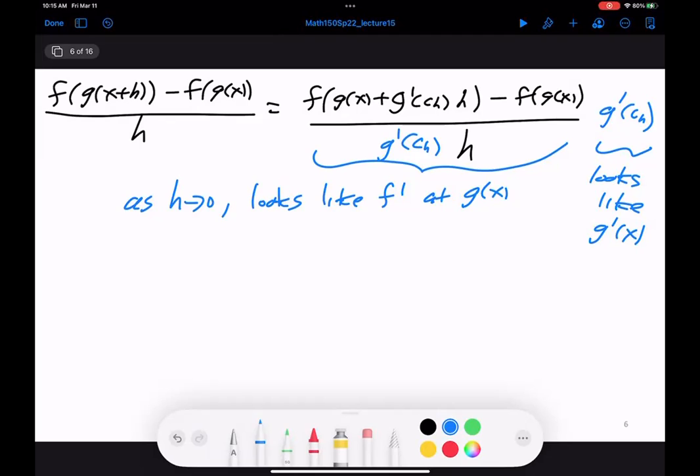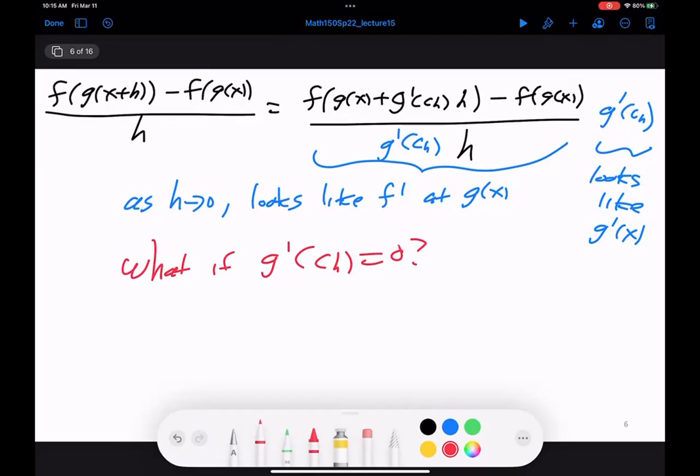So here's your chance to get some extra credit points. What do I have to be afraid of? What is the danger? H would never be zero. We've always agreed h gets closer and closer to zero without it being zero. You're close. Yes. So what if g prime of c of h equals 0?